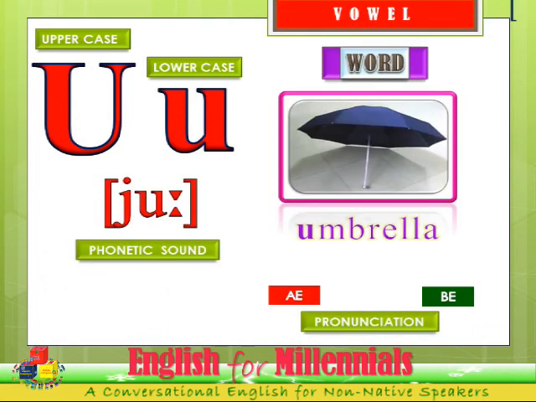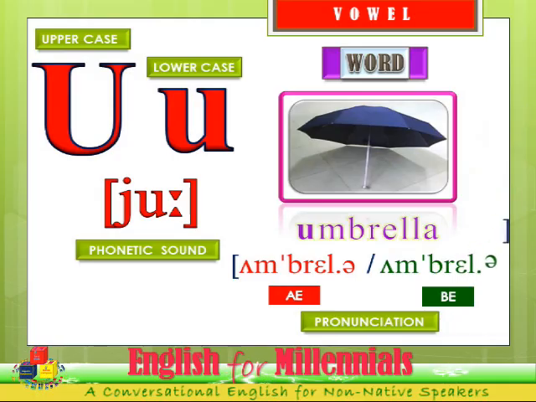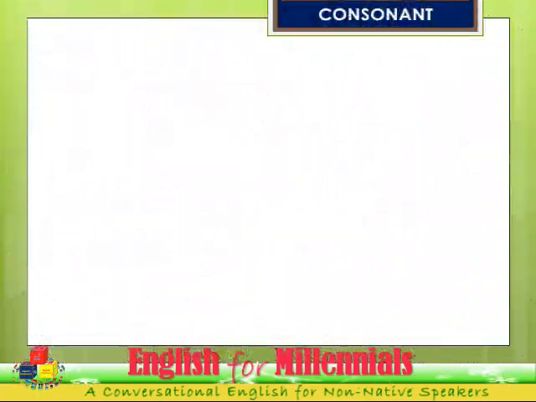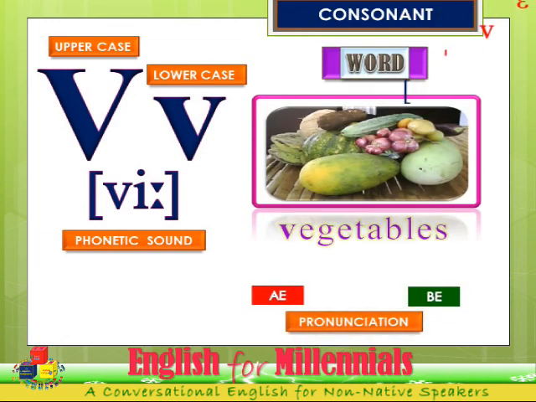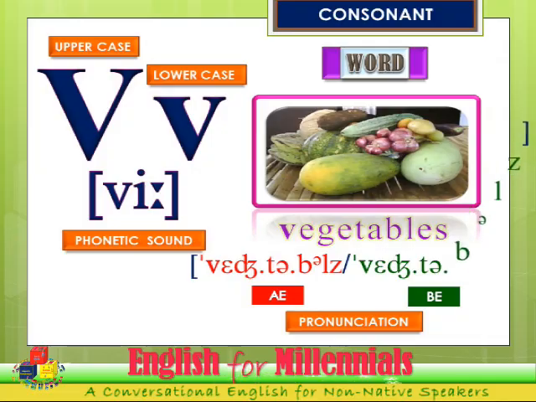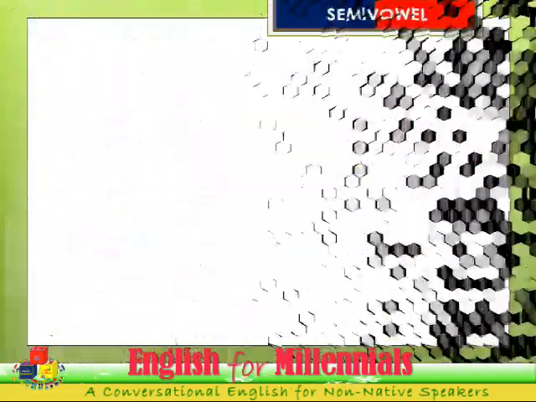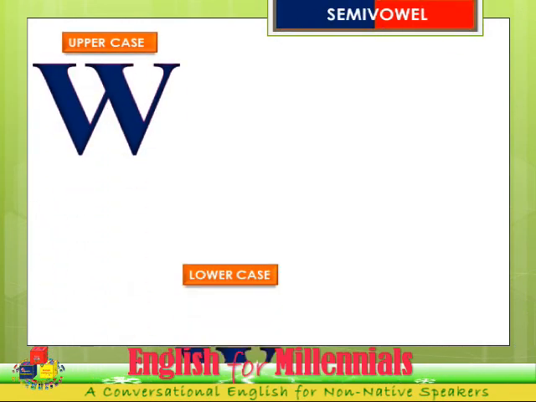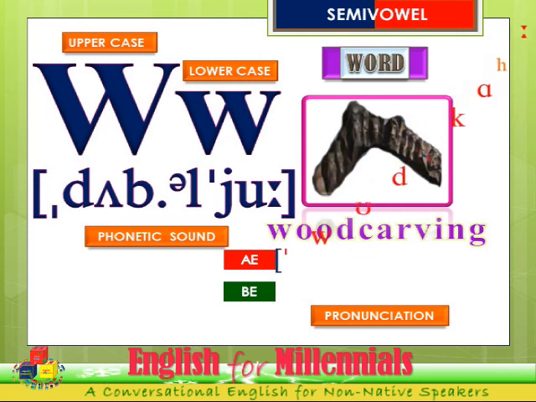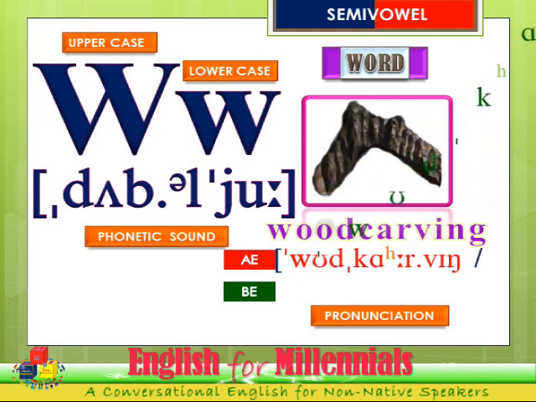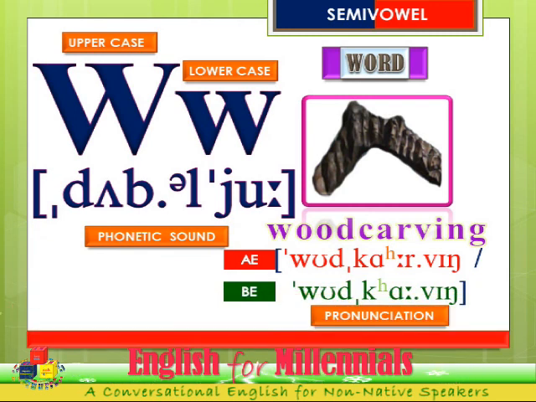U. Umbrella. V. Vegetables. W. Wood carving, American. Wood carving, British. W is considered a semi-vowel.